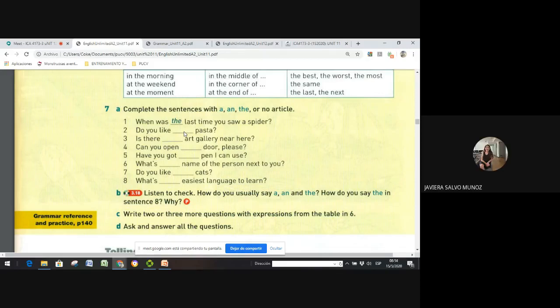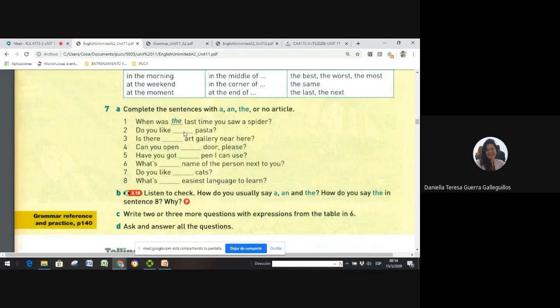Number 4. Can you open the door, please? That's right. Yes, I can. The door, because we know that in one room we commonly have one door, right? That's why we use the. Correct. Next, 5. Have you got a pen I can use? Exactly, because when you say, have you got a pen, you're saying, have you got one pen, right? Continue. Thank you.